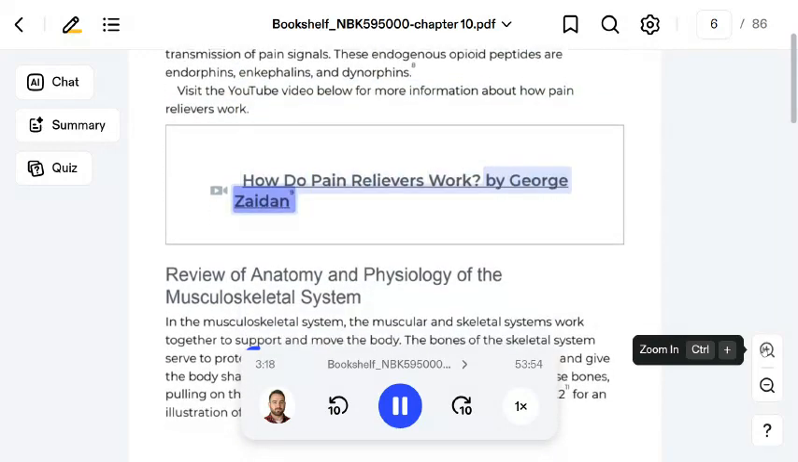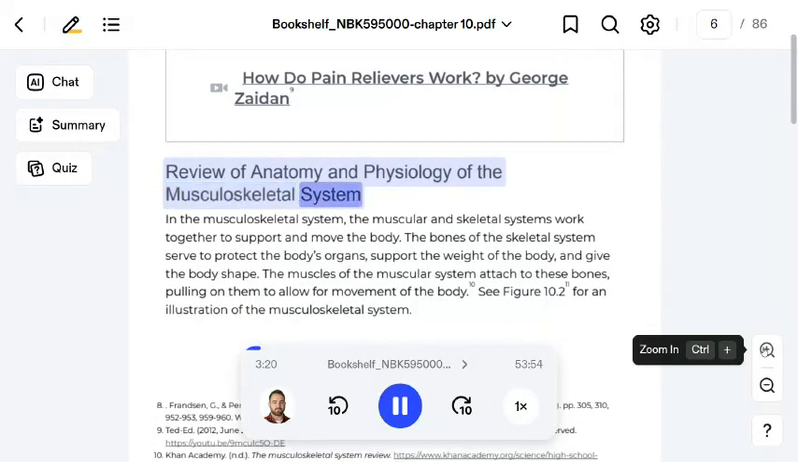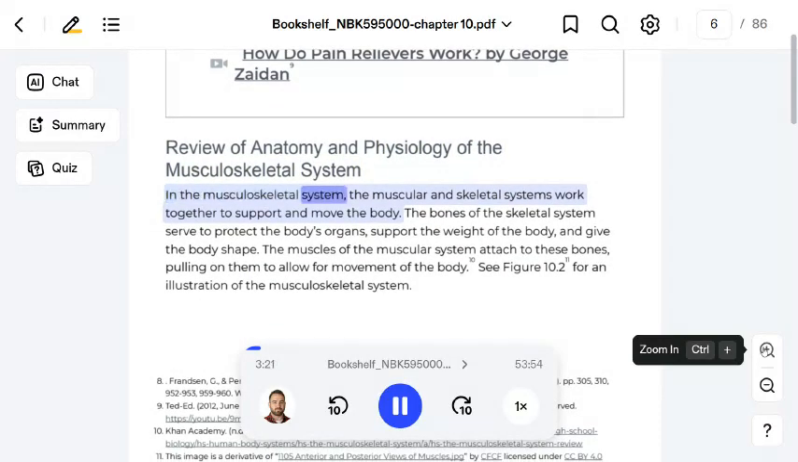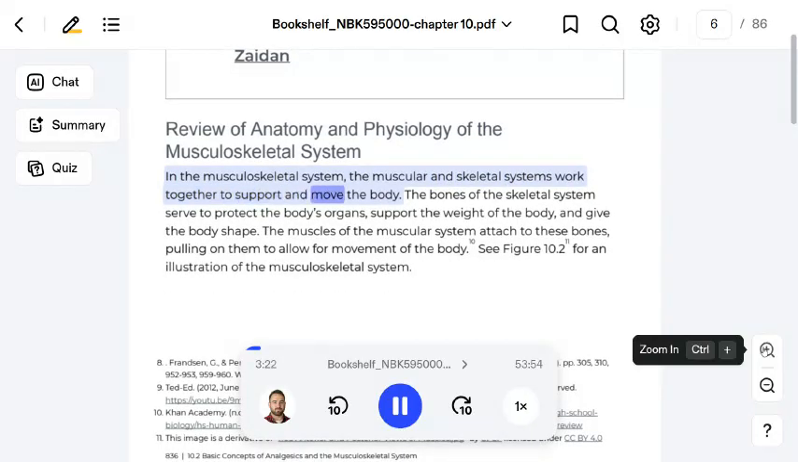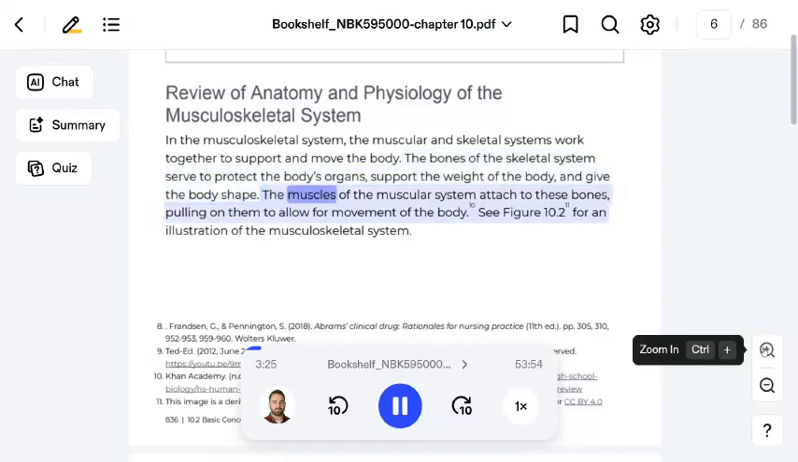By George Zidon. Review of Anatomy and Physiology of the Musculoskeletal System. In the musculoskeletal system, the muscular and skeletal systems work together to support and move the body. The bones of the skeletal system serve to protect the body's organs, support the weight of the body, and give the body shape. The muscles of the muscular system attach to these bones.